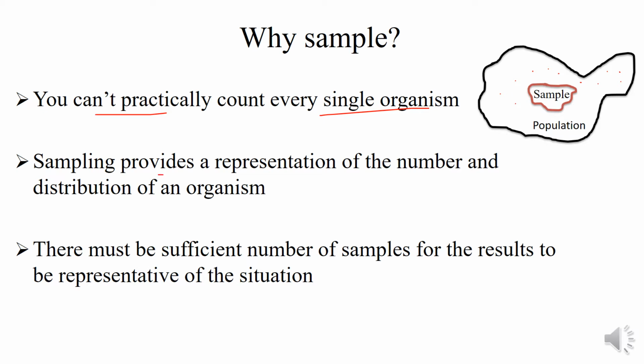Sampling provides a representation of the number and the distribution of an organism. It provides a representation of the whole population, and there must be a sufficient number of samples. You need to estimate a sufficient number of samples from here and everywhere, and it should represent the whole situation of the population. So basically, the sample is a subset of the population.